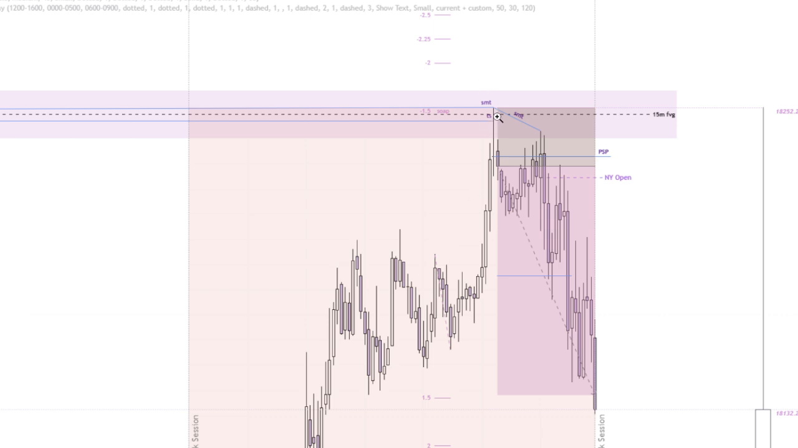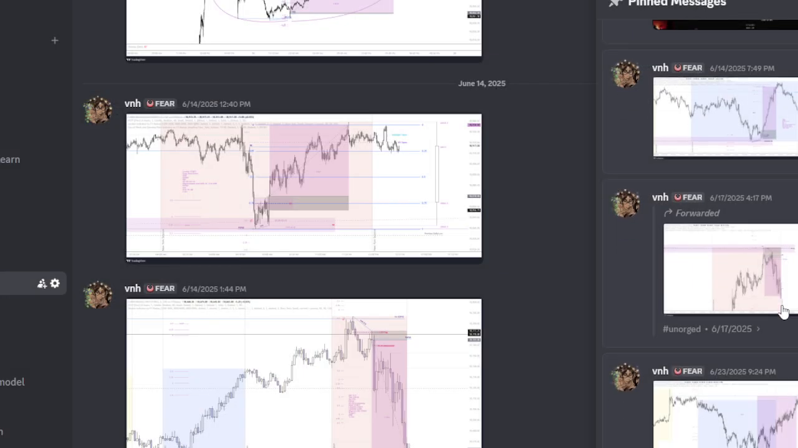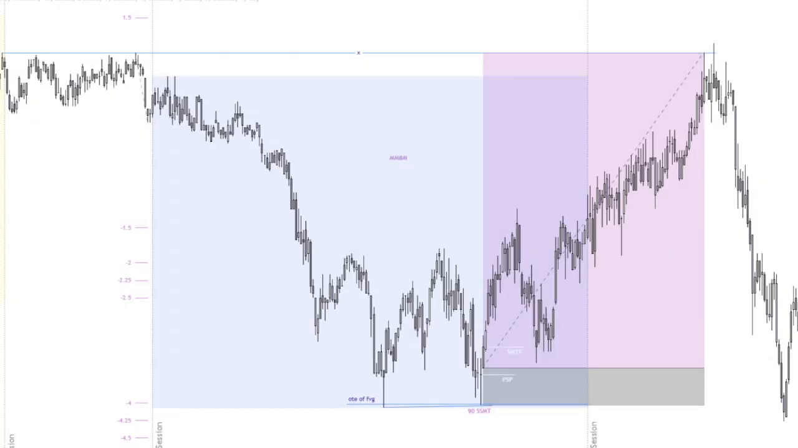Buy side of the curve, tap into a higher time frame buy side liquidity, get an SMT right here, and a 15-minute fair value gap, a higher time frame PD array, and then what happens? Price pushes to our accumulation lows. I want to see if I even show you guys. Okay, yeah, this one's pretty good.